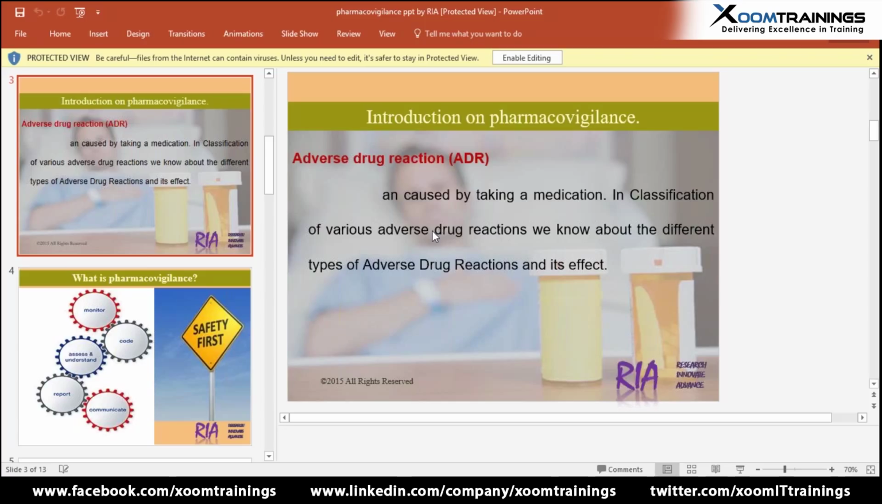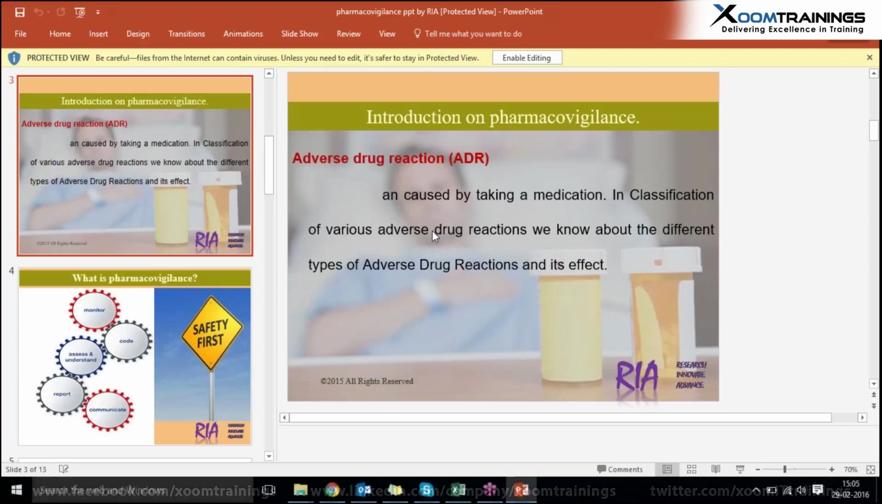In the next sessions we will get complete information on these adverse drug reactions. Primarily, we need to have some idea, and that's why I'm explaining what an adverse drug reaction is.